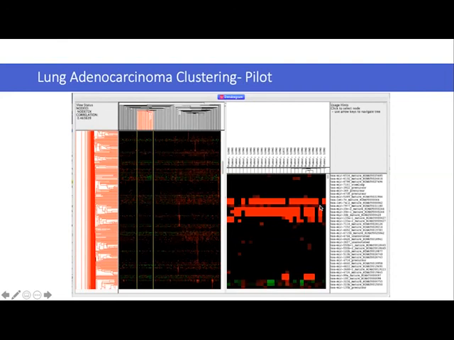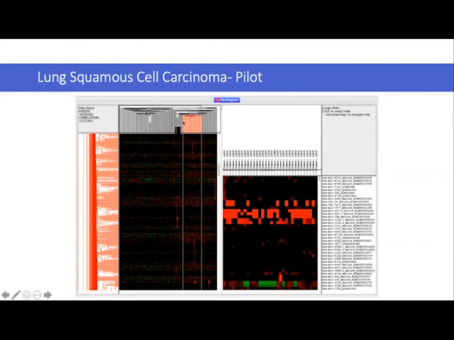I clustered lung adenocarcinomas against lung squamous cell carcinomas. I was happy to see that the two formed distinct clusters, as seen here, that were largely homogeneous. The lung adenocarcinomas are here on the left and had a high node correlation of 0.46. The lung squamous cell carcinomas are on the right and clustered with a node correlation of 0.51.